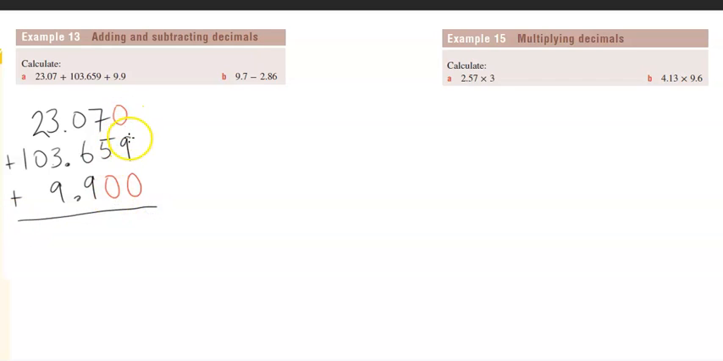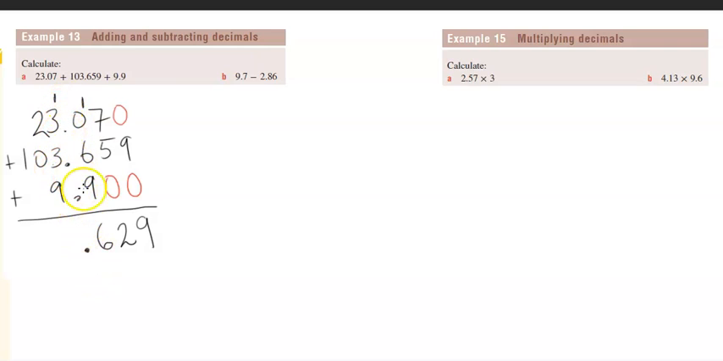Alright, 0 plus 9 plus 0 gives us 9. 7 plus 5 plus 0: 7, 8, 9, 10, 11, 12. We have a 2. Carry the 1. 1 plus 6 plus 9 will give us 16. Carry the 1. Now our answer, with the decimals lining up, will have a decimal place in the exact spot of where it lines up.